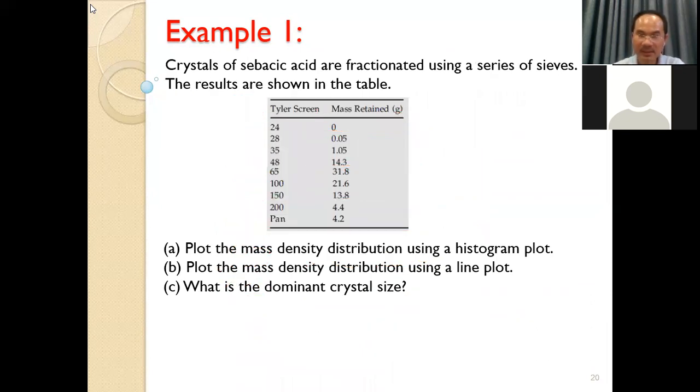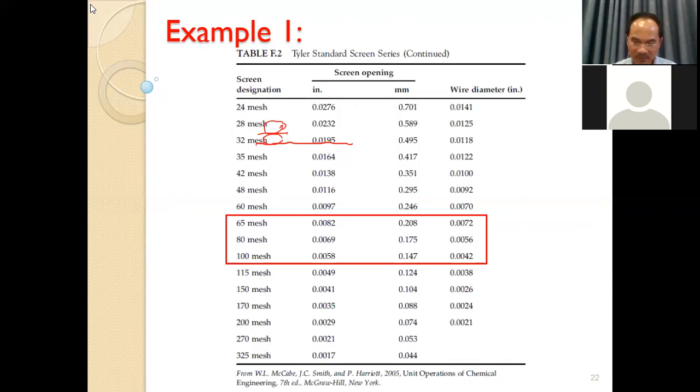And this is the mass that is retained or accumulates on screen number 24. This is the mass that accumulates on screen number 28. There is no solid accumulating on screen number 24. Zero means no solid, because all of the particles are smaller than this opening. And 0.05 gram of solid particles accumulate on this screen. That means the size is between 24 and 28. What is the size? You can look at it from this.